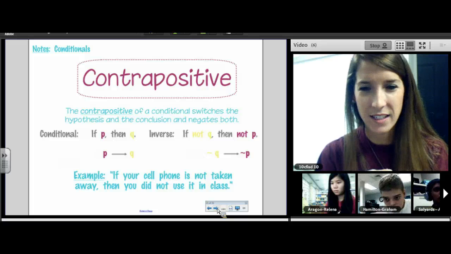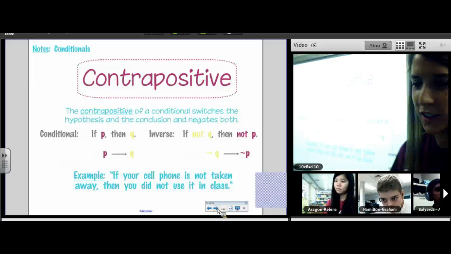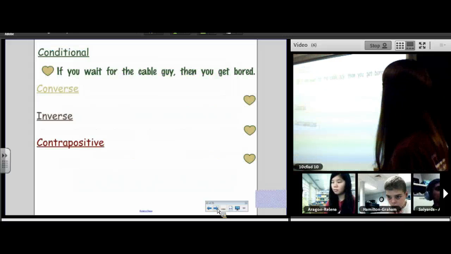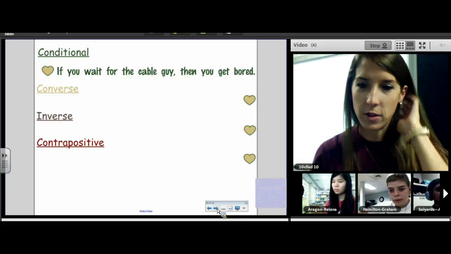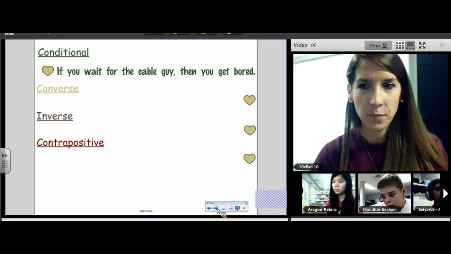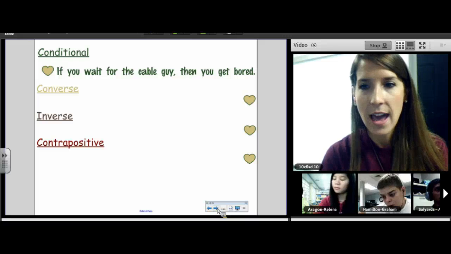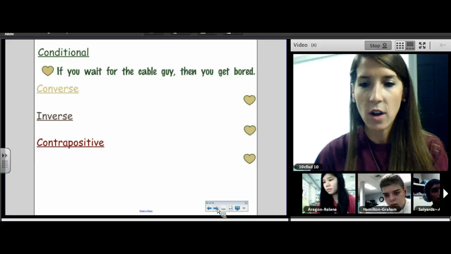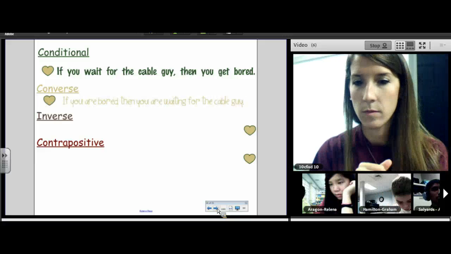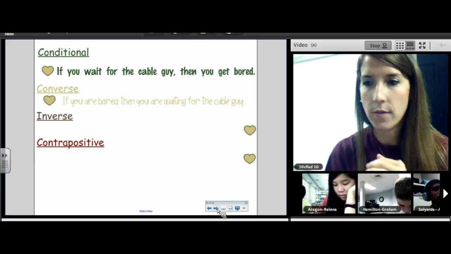We're going to practice. Okay, it's a lot, I know. Let's practice with the one from the commercial, because that's more fun than my cell phone example. If you wait for the cable guy, then you get bored. I want everyone to find somewhere and write the converse of that statement. If you get bored, then you're waiting for the cable guy.